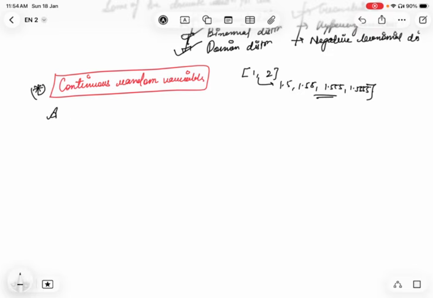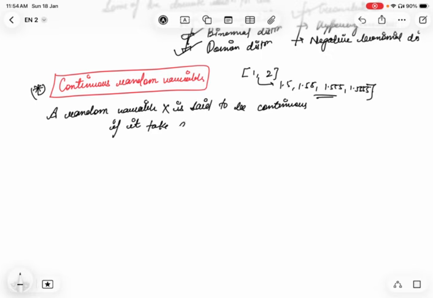So let me define: a random variable X is said to be continuous if it takes all possible values between certain limits. Okay, so this is the definition of the continuous probability distribution.